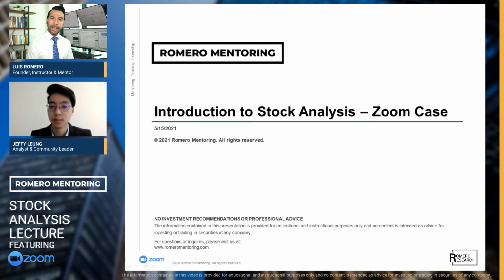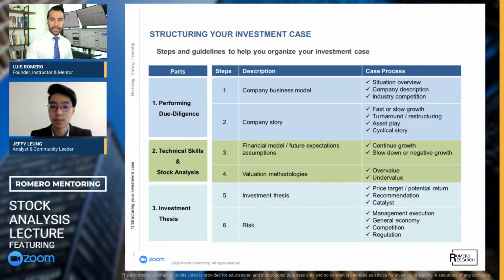So with that being said, let's dive into the material where we're going to give you more of a framework on how to think about evaluating a stock. So let me put my direction here on our slide and let me pull up my annotation.